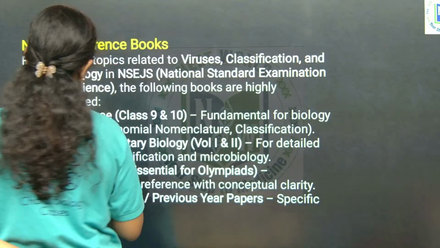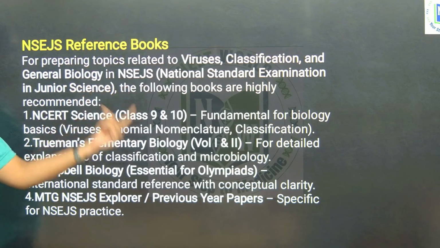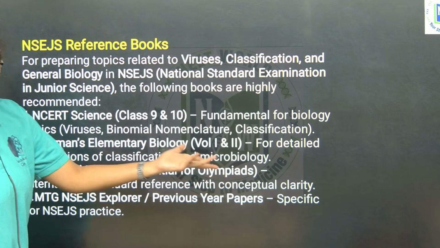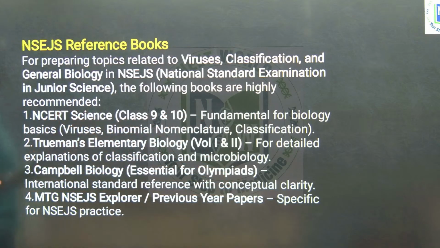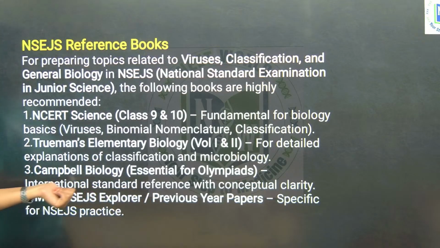NCERT class 9th and 10th, where fundamental biology basics will be there. In that, virus, binomial nomenclature and classification of virus is given. Next is Trueman's Elementary Biology, volumes 1 and 2, you have to go through. The standard reference book is Campbell. And you can also go through previous year questions of MTG NSEJS Explorer to explore more questions on viruses.